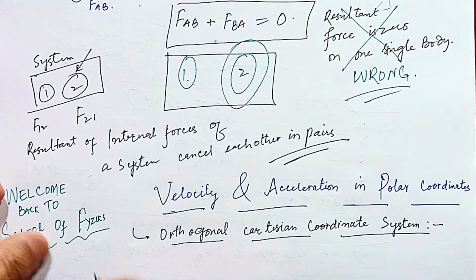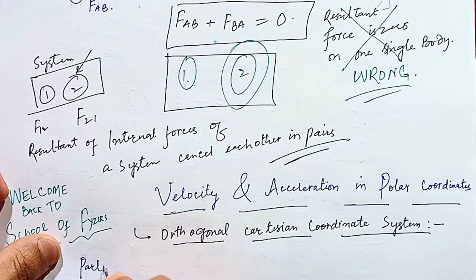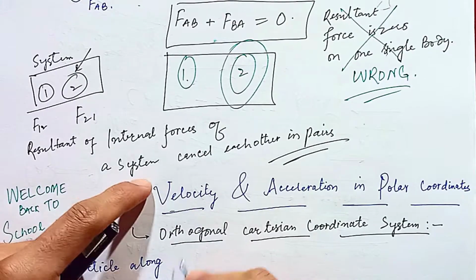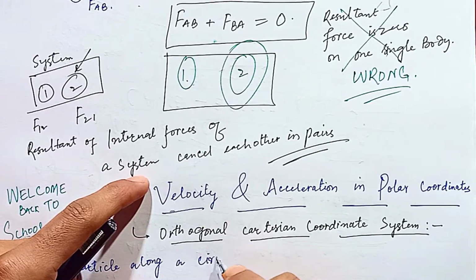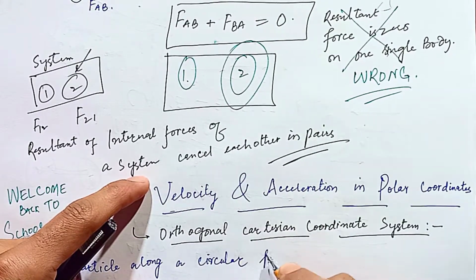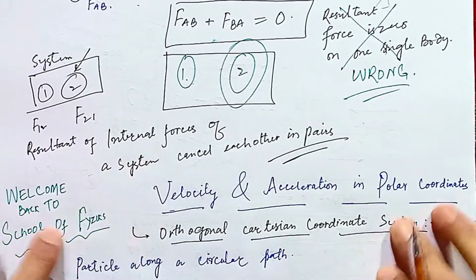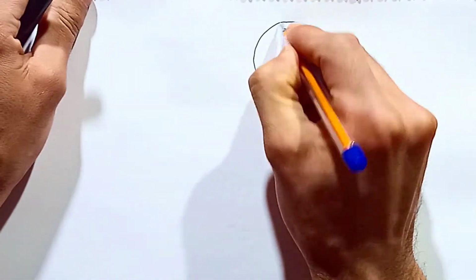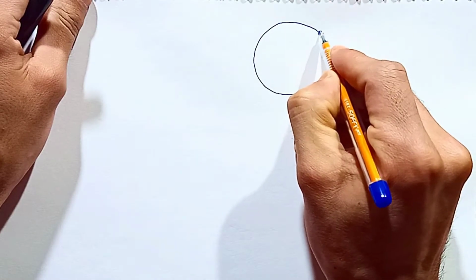I will consider a particle moving along a circular path. For example, say this is the circular path along which the particle is moving.